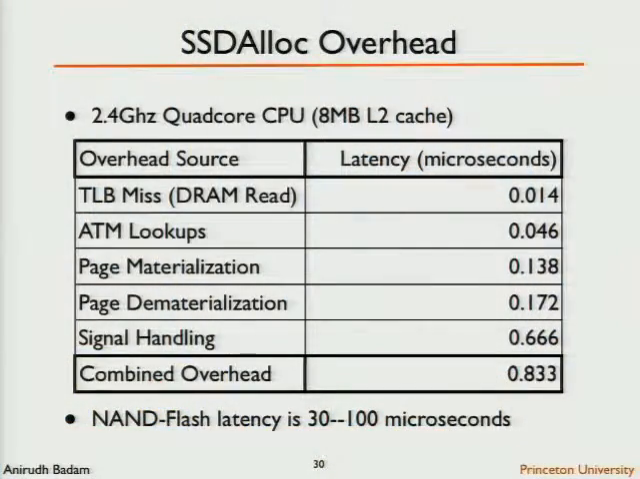So coming back to Andrew's question, this is the overhead in SSDAlloc. We took a 2.4 gigahertz quad core CPU. It had 8 MB of L2 cache. Just for a TLB miss, not a miss that goes to DRAM, but just for the hardware to figure out that this is a TLB miss, it takes about 14 nanoseconds. And address translation for SSDAlloc, which translates virtual memory addresses into SSD locations, is about 46 nanoseconds.